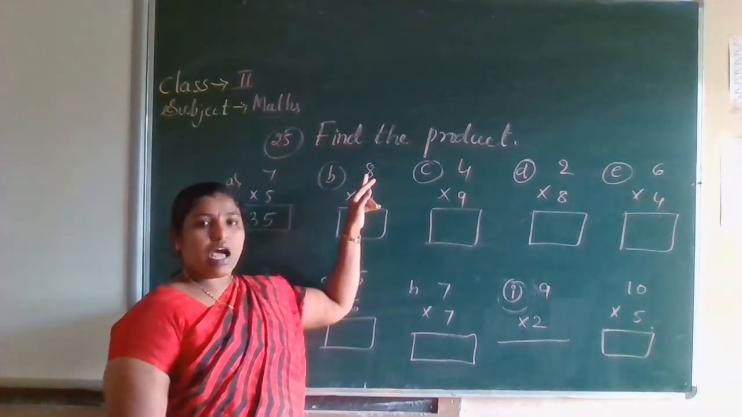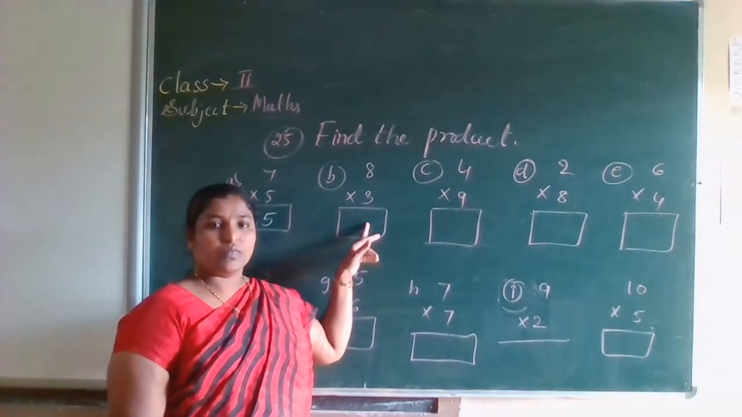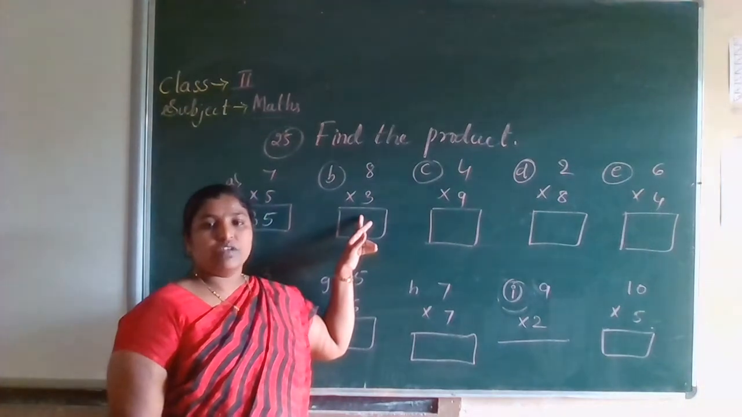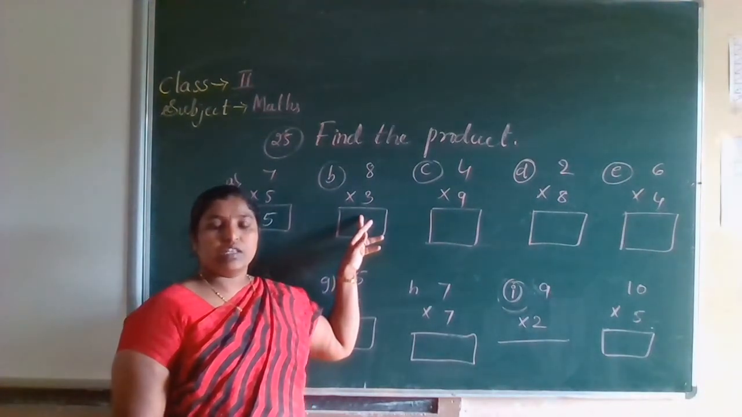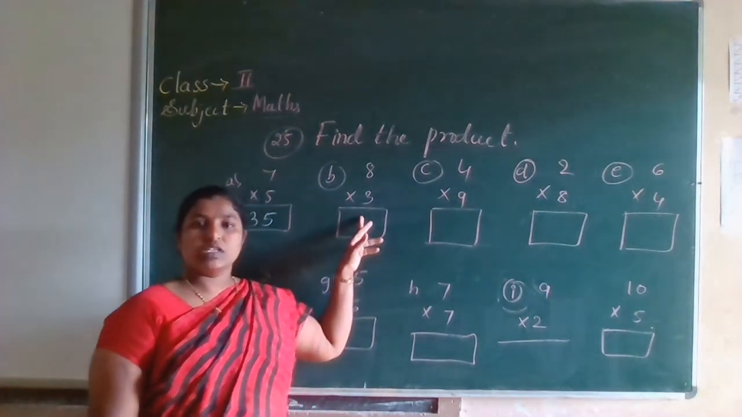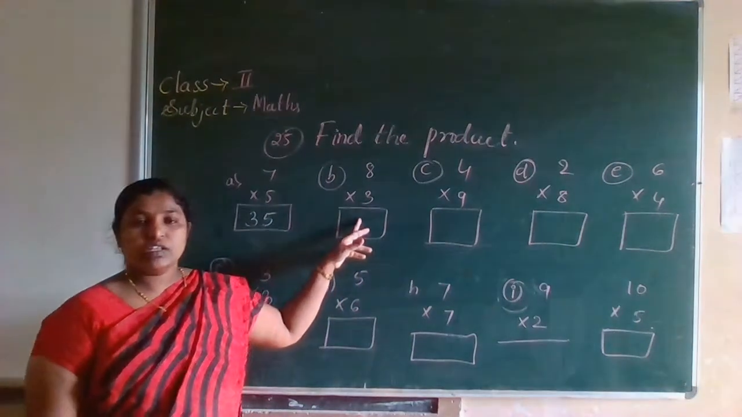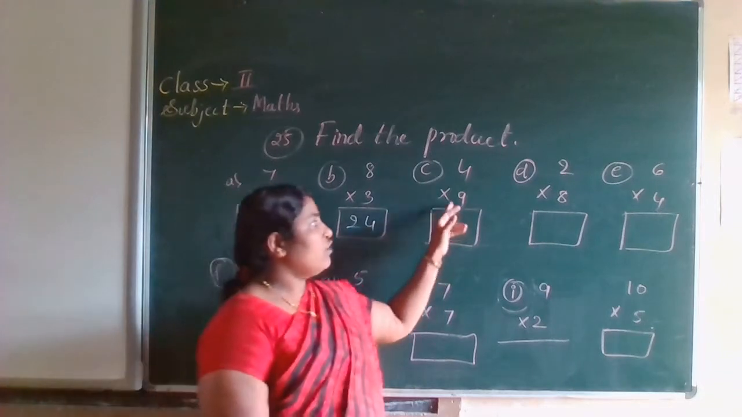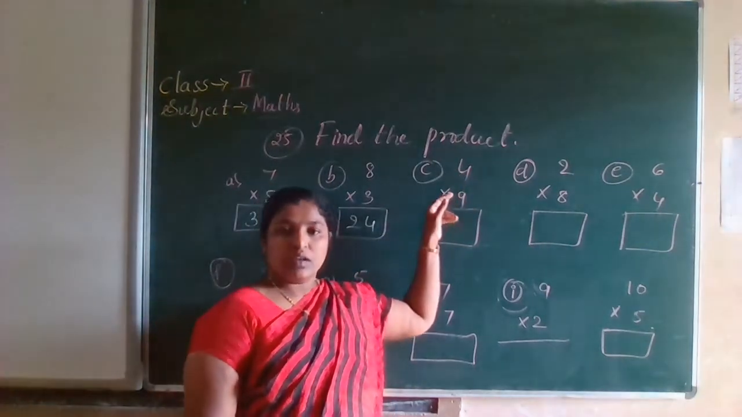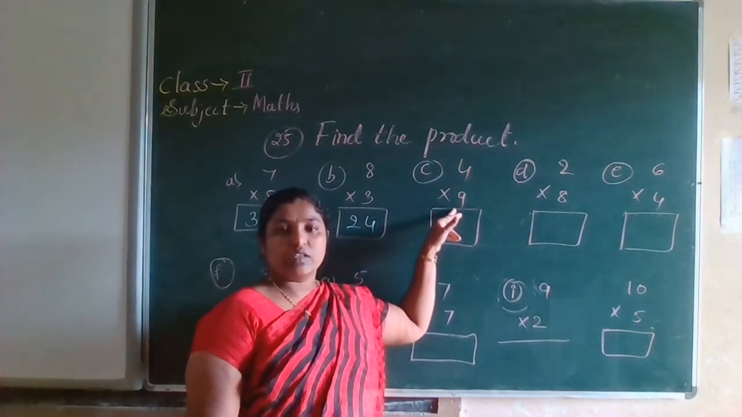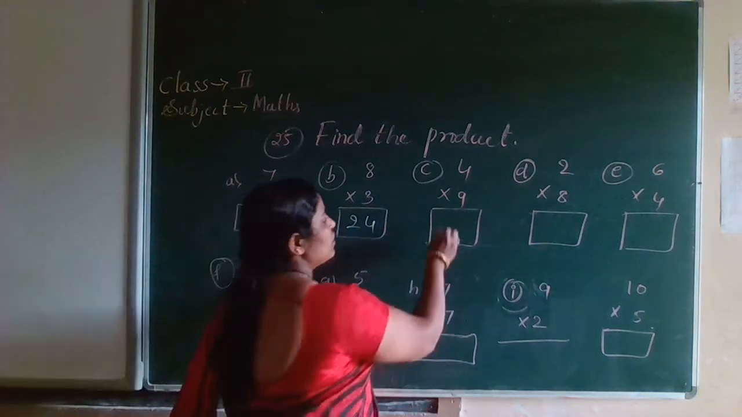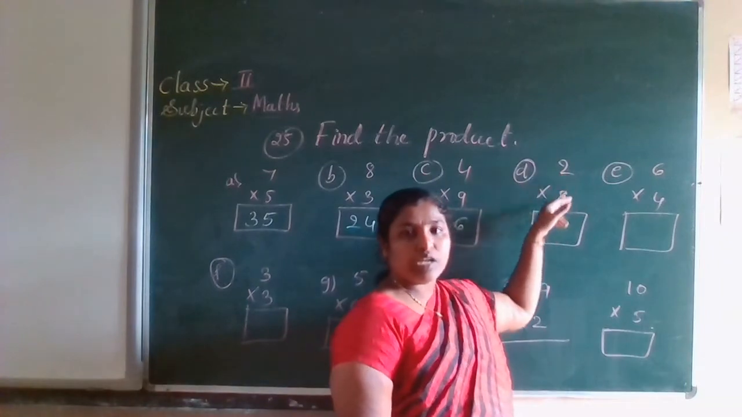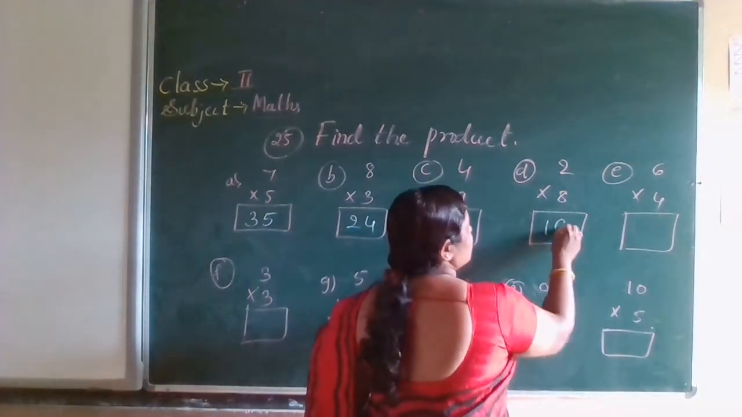3 8s are 8 3s. Okay? 3 8s you should read. 3 1s are 3, 3 2s are 6, 3 3s are 9, 3 4s are 12, 3 5s are 15, 3 6s are 18, 3 7s are 21, 3 8s are 24. 9 4s, read. 9 1s are 9, 9 2s are 18, 9 3s are 27, 9 4s are 36.